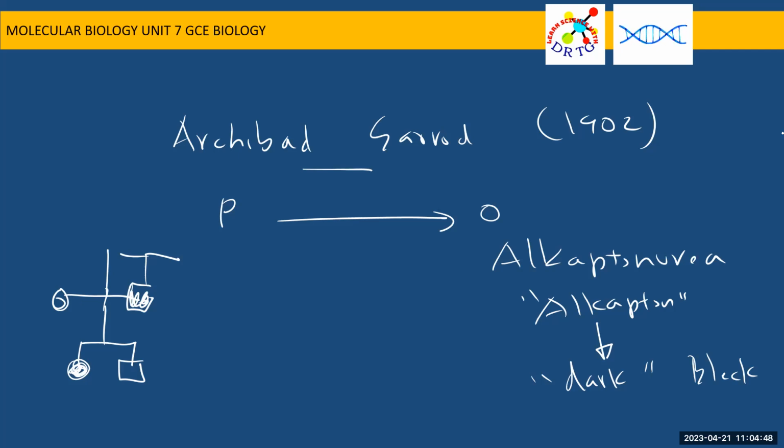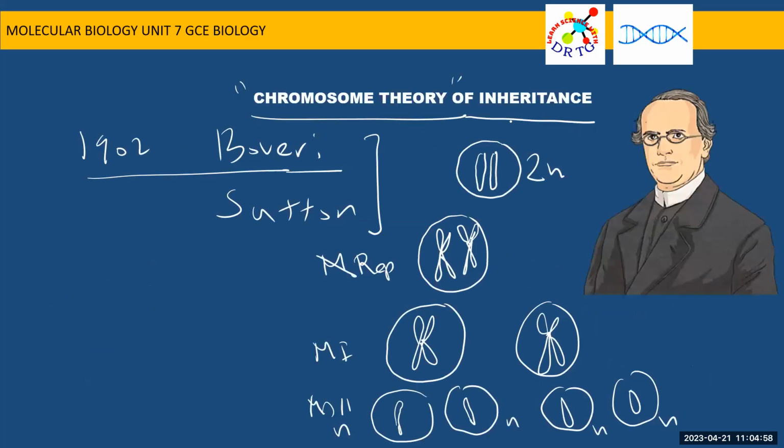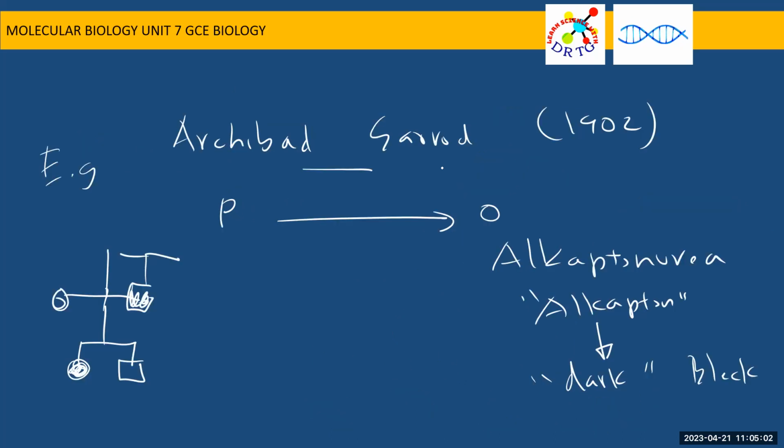So it became a very interesting theory for scientists. And this is one example of the concept of the chromosome theory of inheritance getting stronger, proven by many other scientists taking examples like this.